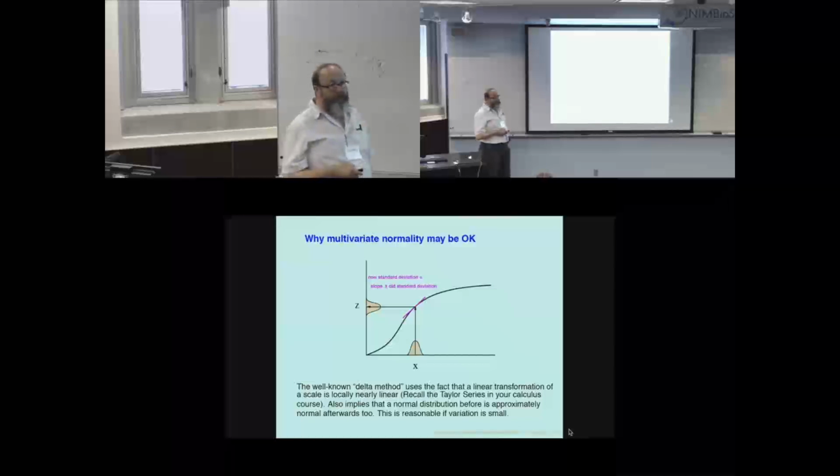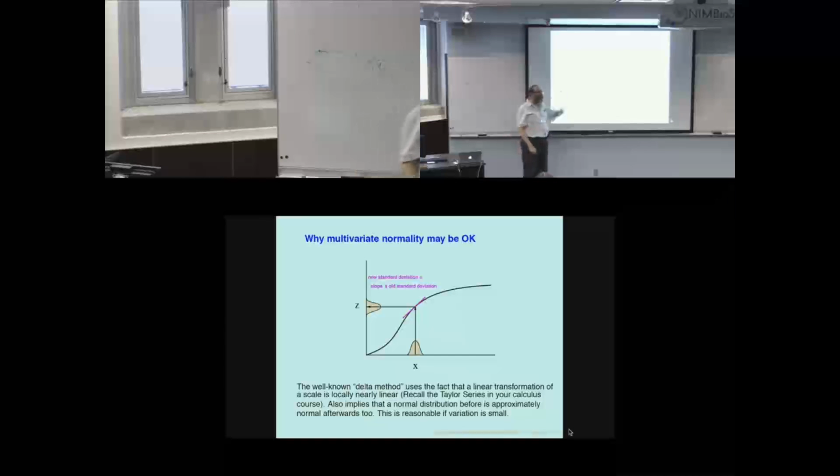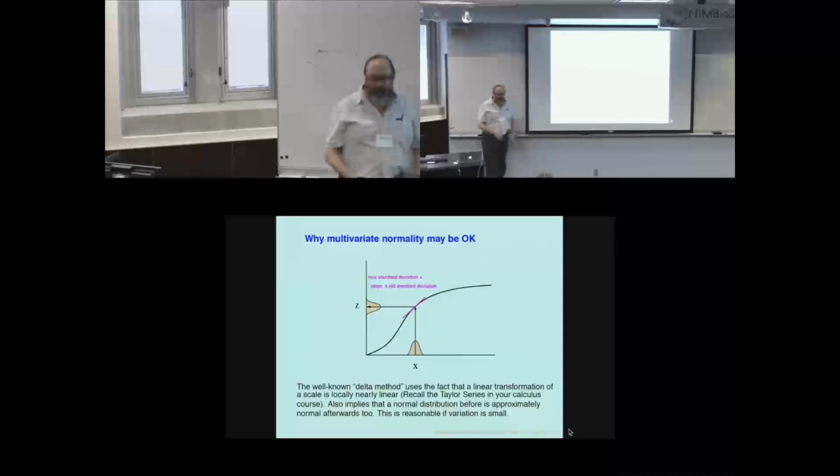normal. Okay, so we may be working on the wrong scale for Brownian motion here, but as long as the changes aren't big, we can invoke the delta method and say that even if we're on the wrong scale, the variation is still normal, more or less. And that's what we are assuming.